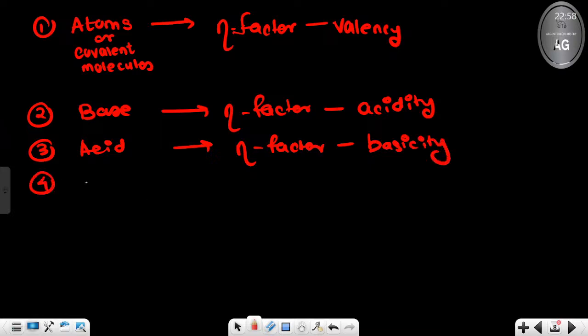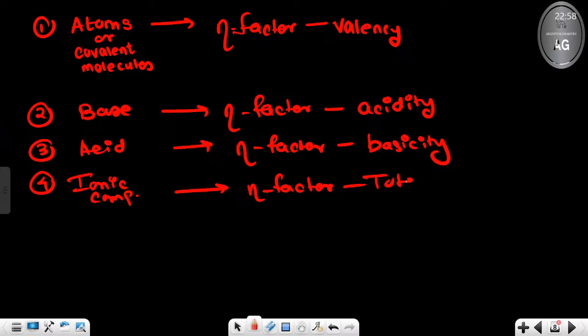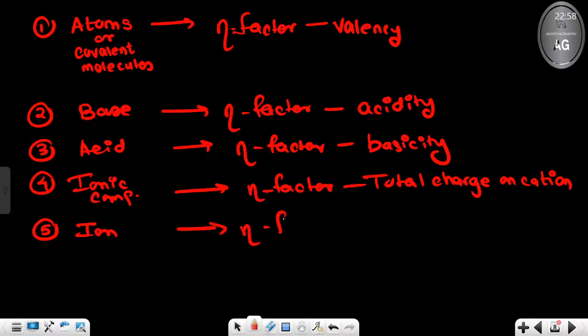Number 4, if I talk about ionic compound, then n factor is going to be the total charge on cation. Number 5, if I am talking about ions, n factor is going to be the mode of charge. Now you end up writing minus plus, no, it is going to be mode of charge.